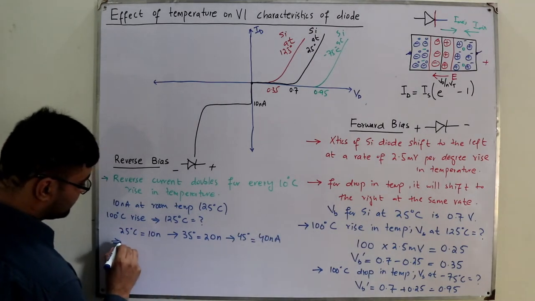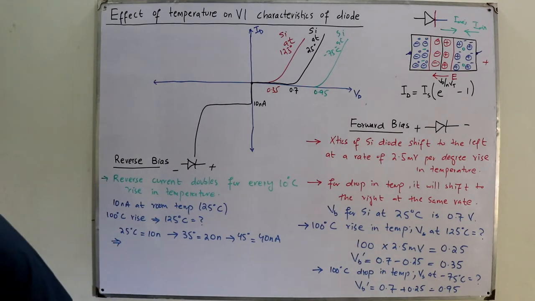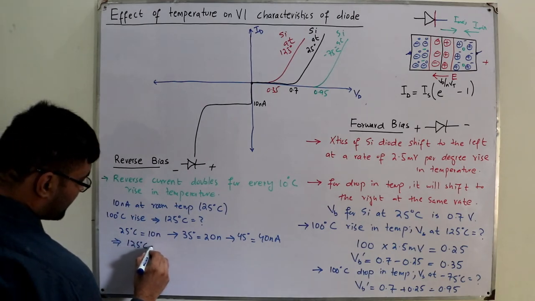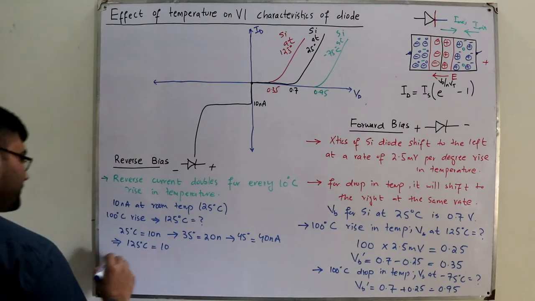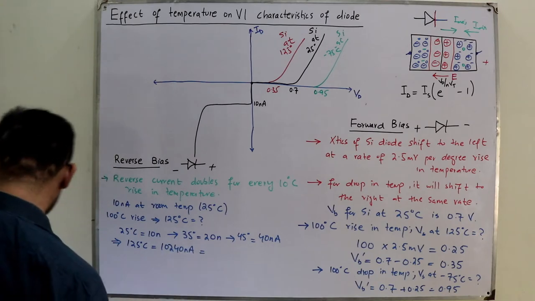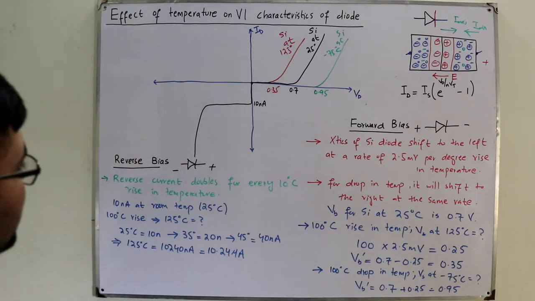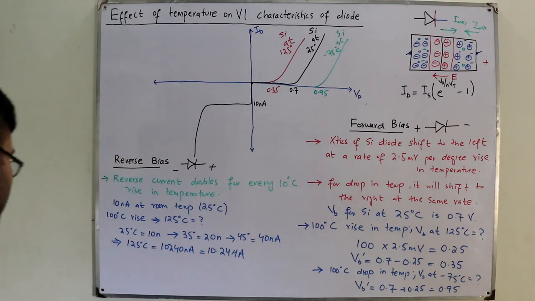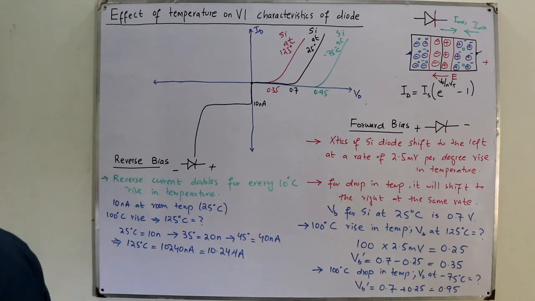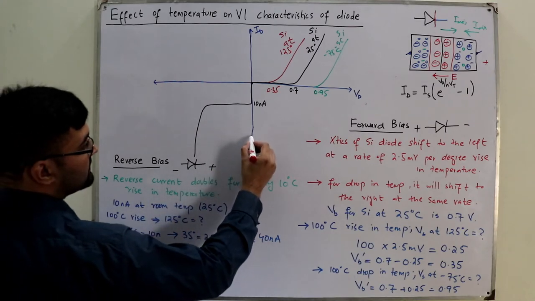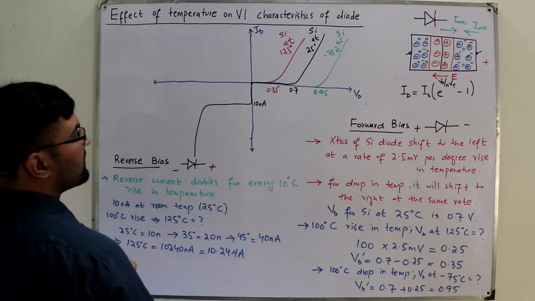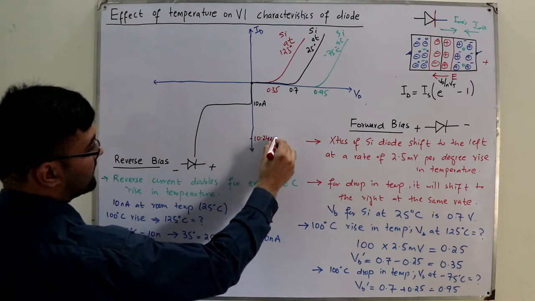You continue this, and I will tell you a proper formula. You continue this to get at 125 degrees 10240 nanoamperes, which is 10.24 microamperes. So we have quite a greater increase of current. Let me draw it with red color: 10.24 microamperes, this is for 125 degrees.